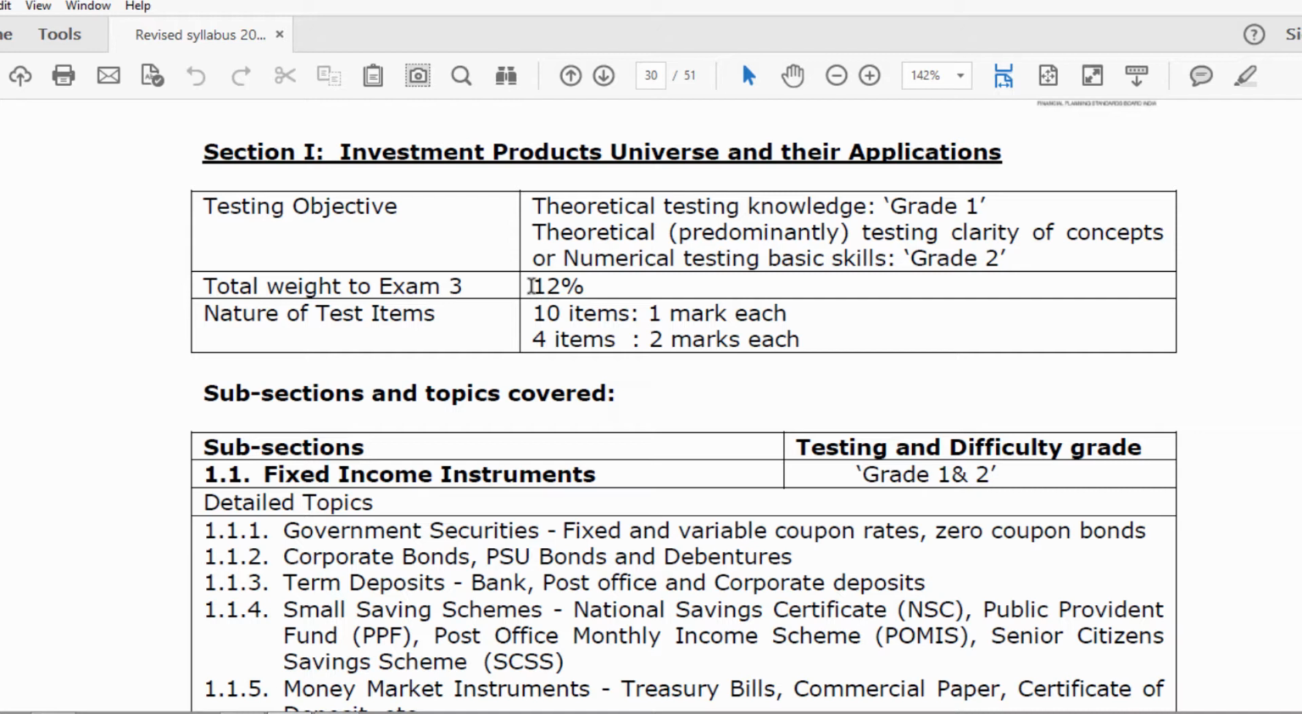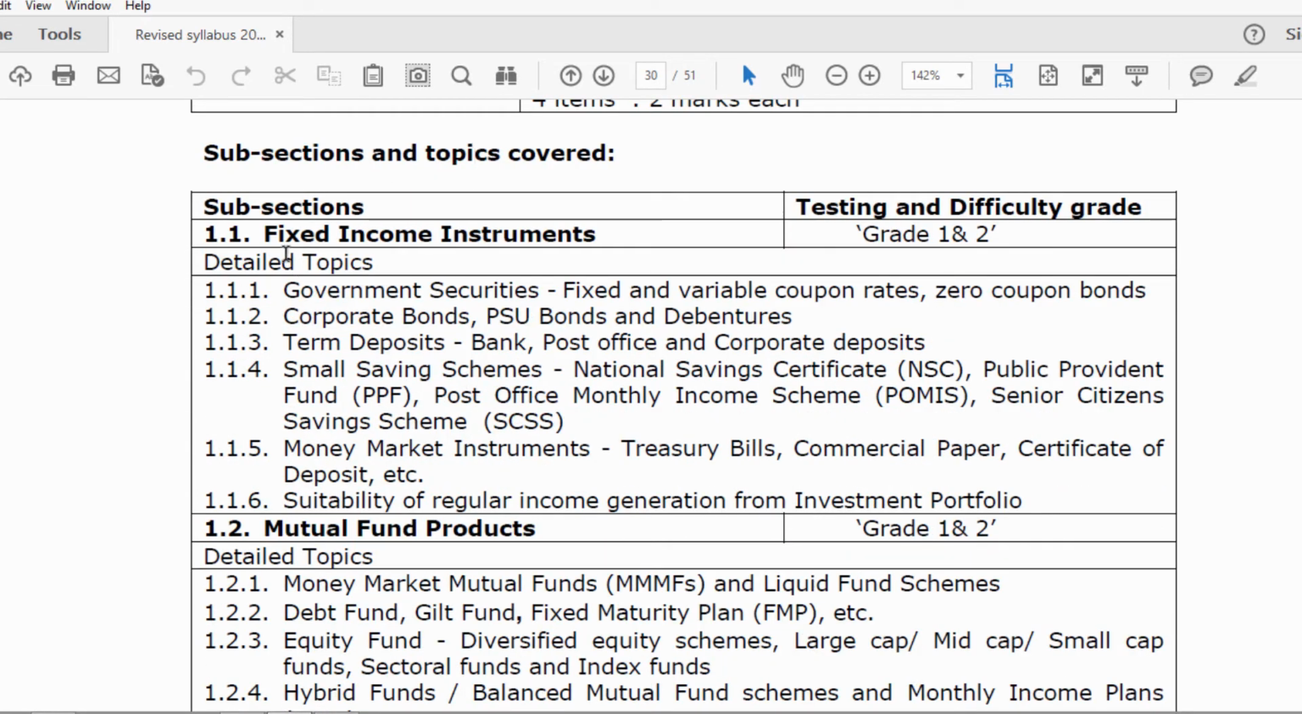Now in this particular section you can see we have got 12 marks, and how many items? Again, quickly look at this. We have got 10 items of 1 mark, this we know, and 4 items of 2 marks. Just understand it: it is 10 marks here, 8 marks here, making a total of 18, divided by 150. This is how we derive a 12% weight in this particular section. Okay, move further and let's see what topics have been covered.